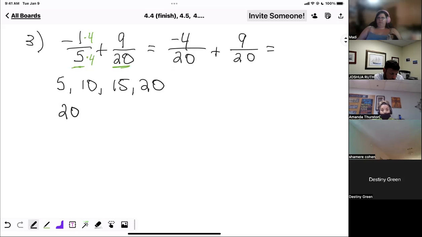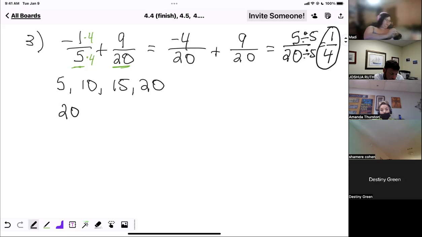So negative 5 plus 9 is 4, so I get 4/20, but I can simplify that by dividing both of them by 4. And I will get 1/5. So if I add negative 1/5 and 9/20, I get an answer after I do all that work.